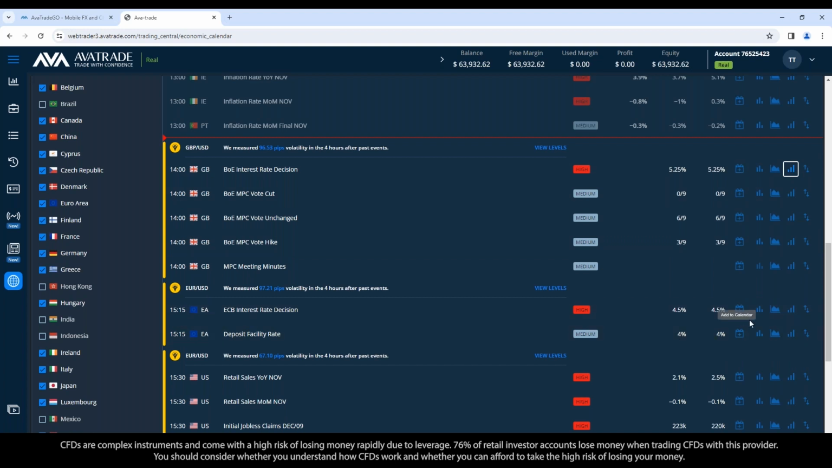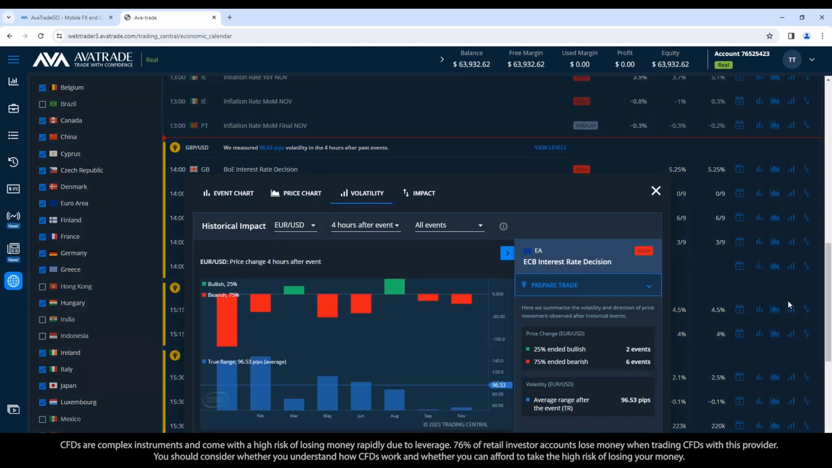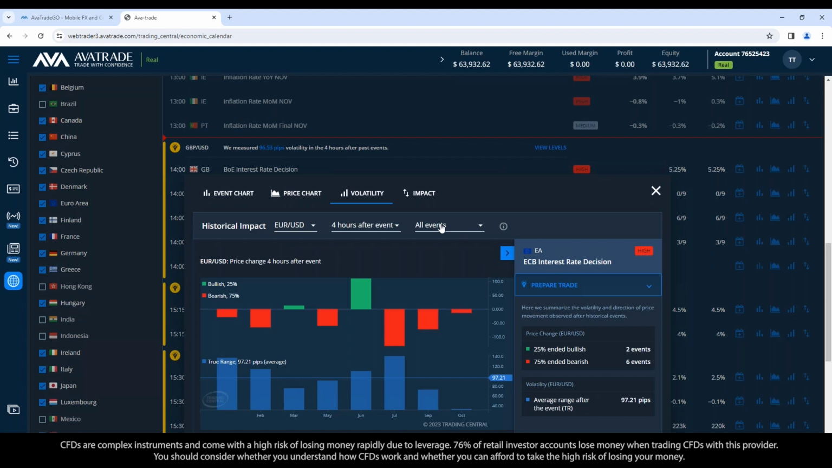Now, if we go down to the euro interest rate decision, which is coming not that long after this one, we can take a look and see something similar. Euro USD, all events, 75% of the time, the euro weakens after the rate decision. And we know most of the rate decisions come in as expected. If we classify it as matching the forecast, they all matched the forecast. 75% of the time, 6 out of 8 events, the euro weakens when the rate decision matches the forecast of what's expected.